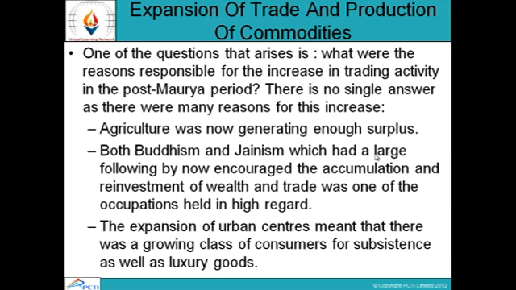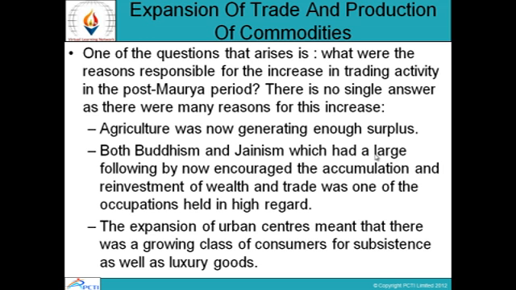Next, both Buddhism and Jainism, which had a large following by now, encouraged the accumulation and reinvestment of wealth, and trade was one of the occupations held in high regard. So both Buddhism and Jainism encouraged the accumulation of wealth, and whatever wealth was accumulated had to be reinvested, and trade was held in high regard.